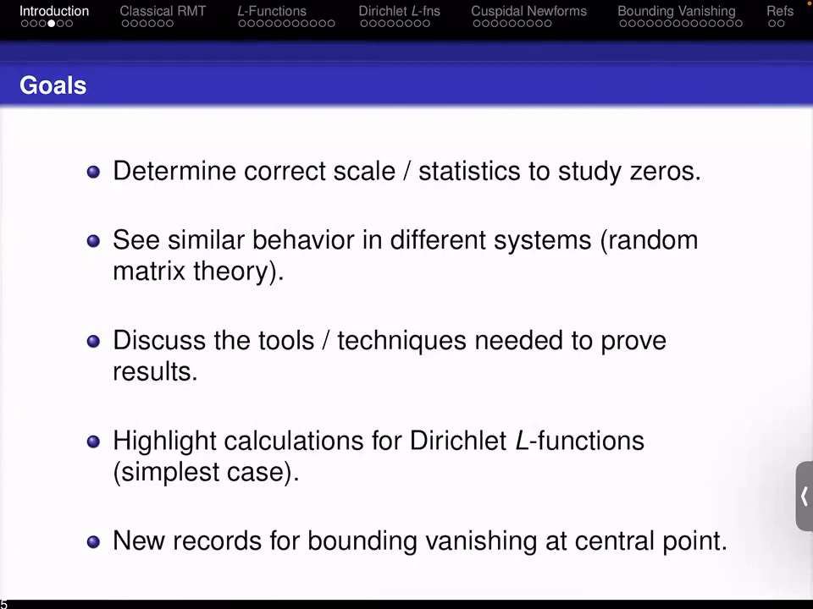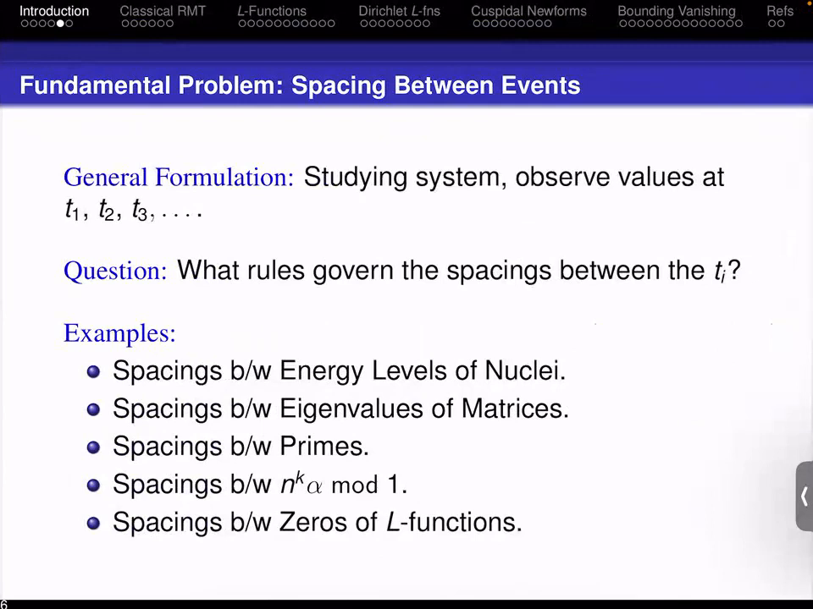So the general formulation of a lot of the problems I study is there is something that you're interested in, some events T1, T2, T3, and you want to figure out what rules govern the spacings between the Ts. Depending on who you're talking to, it could be energy levels of heavy nuclei, which is where a lot of the subject began. It could be eigenvalues of matrices. It could be zeros of L functions. Depending on which problem you're studying, you often have different techniques that allow you to make progress. But the general question is, I want to understand how long do I have to wait before something interesting happens? For this talk, it would probably be about 30 minutes.